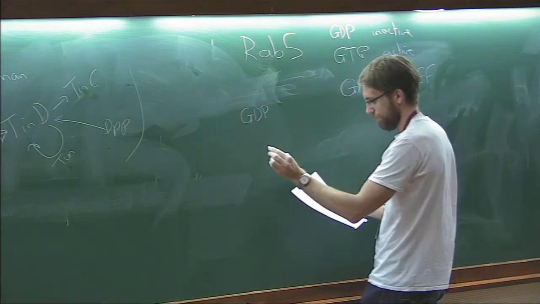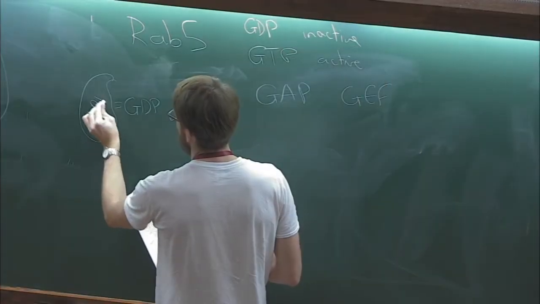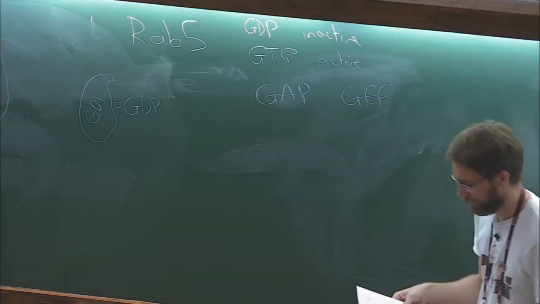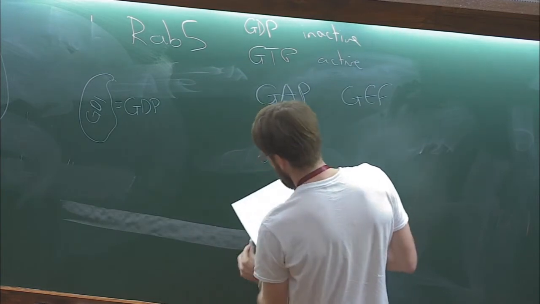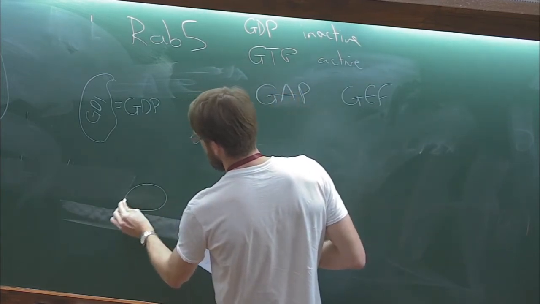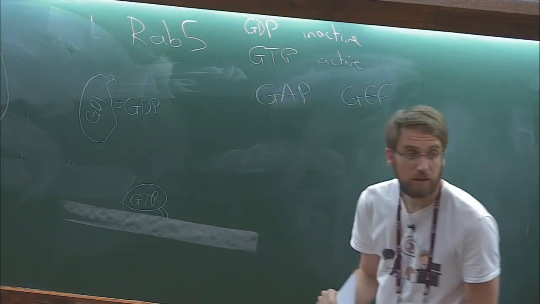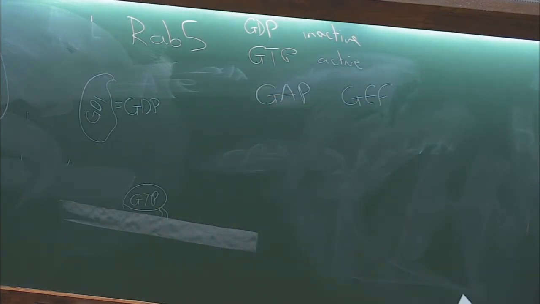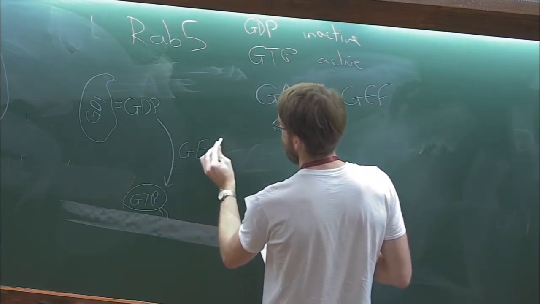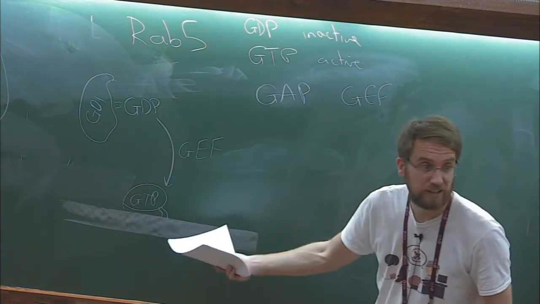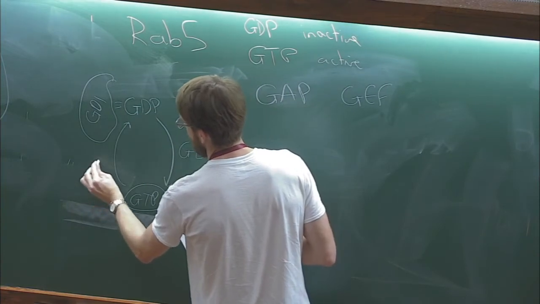And so what it basically looks like is you have the GDP form in the cytosol attached to something called, say, a GDI, which is an anchoring molecule in the cytoplasm. And then you've got your membrane down here. And when it's activated as a GTP, it's anchored to a membrane. So the anchoring is essential for its function. And so these two can switch between each other. So the GEF promotes switching of GDP to GTP, and the GAP takes it off.